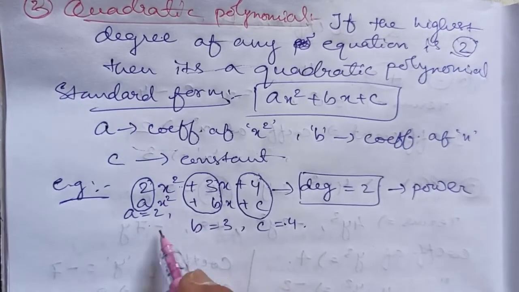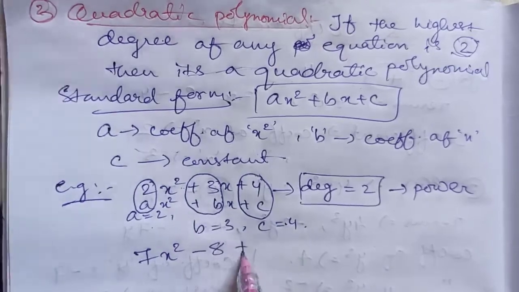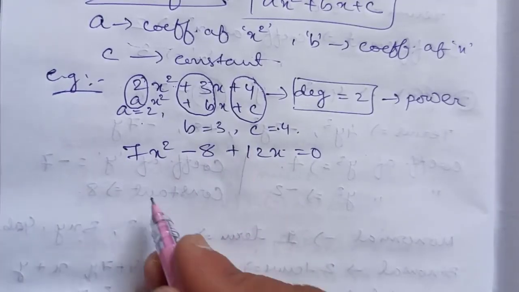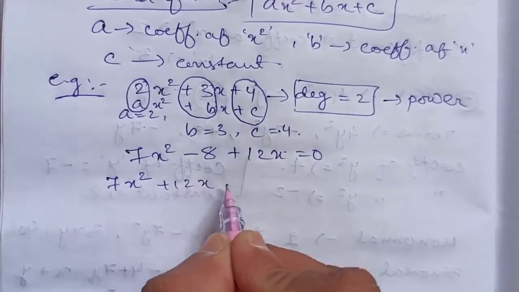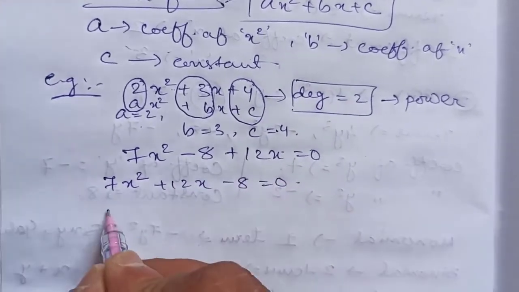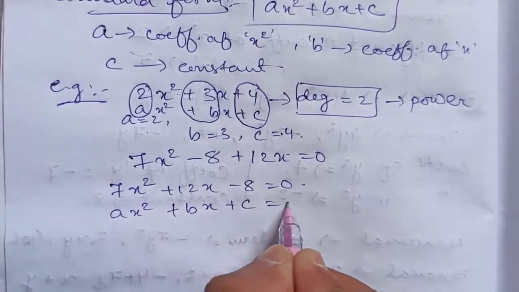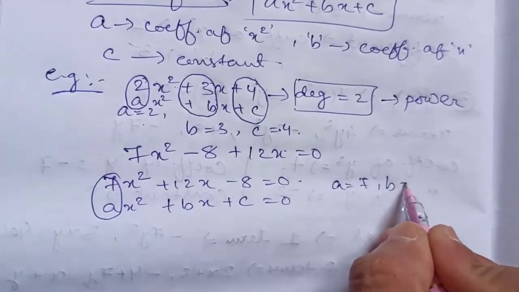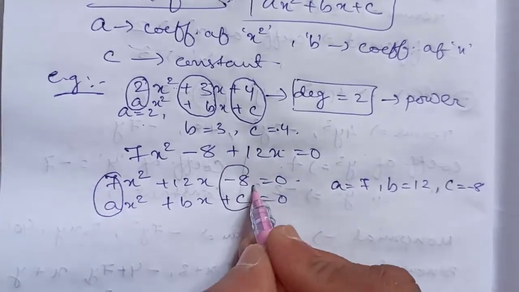Okay, one more. Suppose 7x square minus 8 plus 12x equals to 0. Arrange this in the standard form. Standard form means first x square should be written, then x, then the number. Okay, so what is a? Ax square plus bx plus c. This is the standard form. What is a here? A equals to 7, b equals to 12 and c equals to minus 8. With the sign you have to write. Getting?